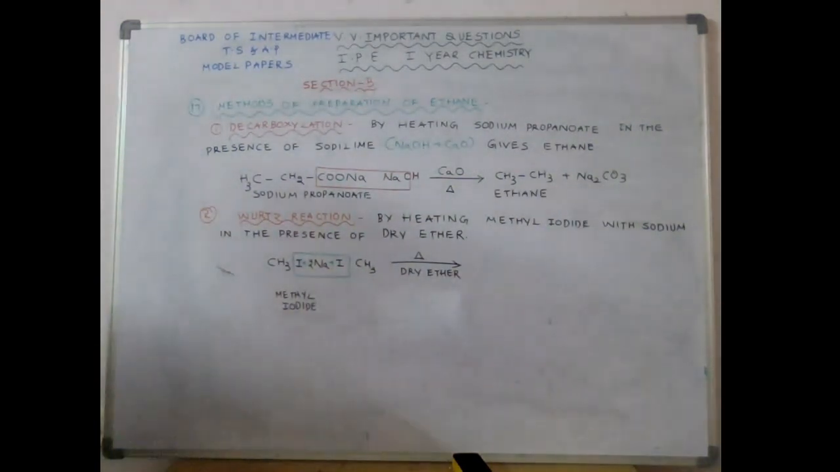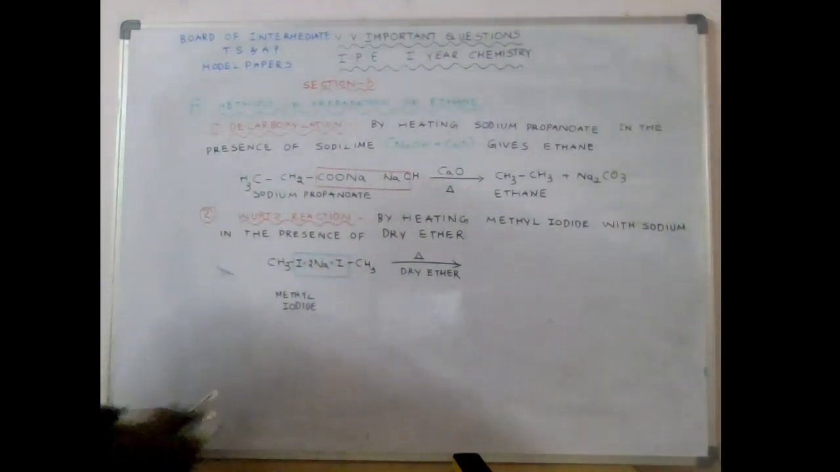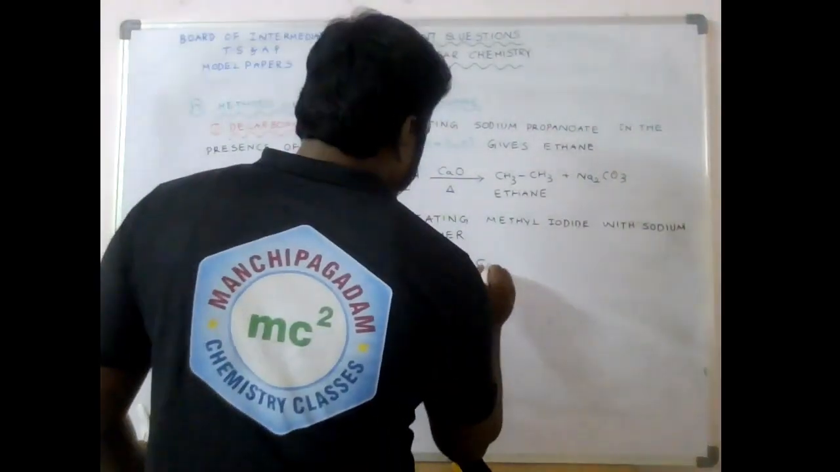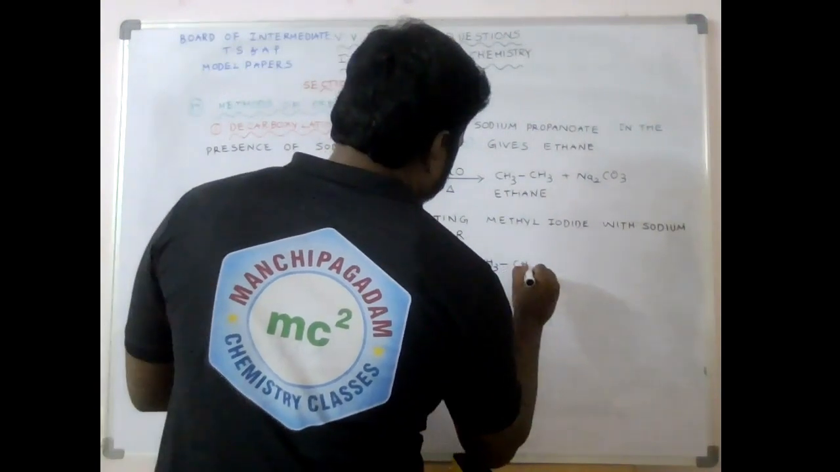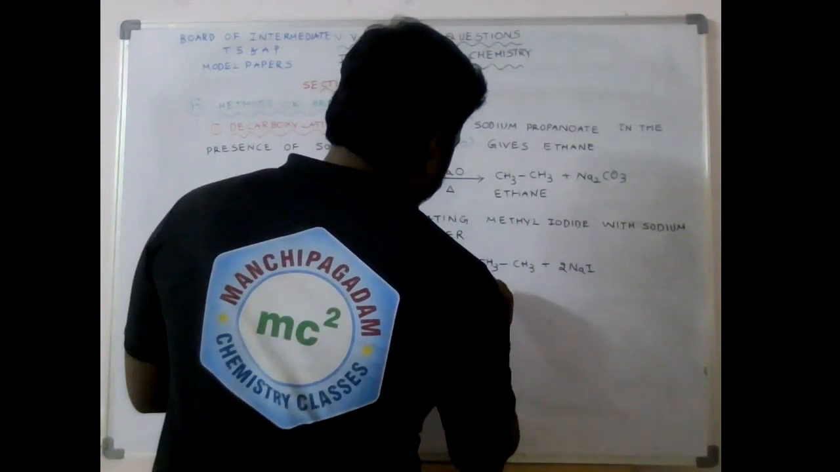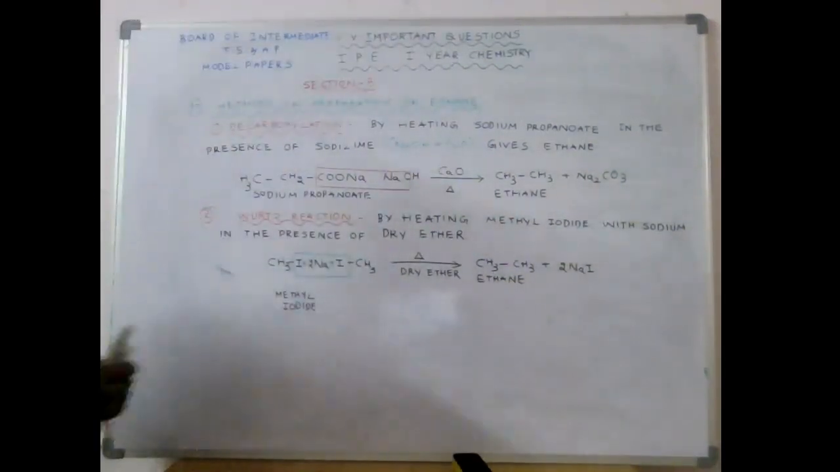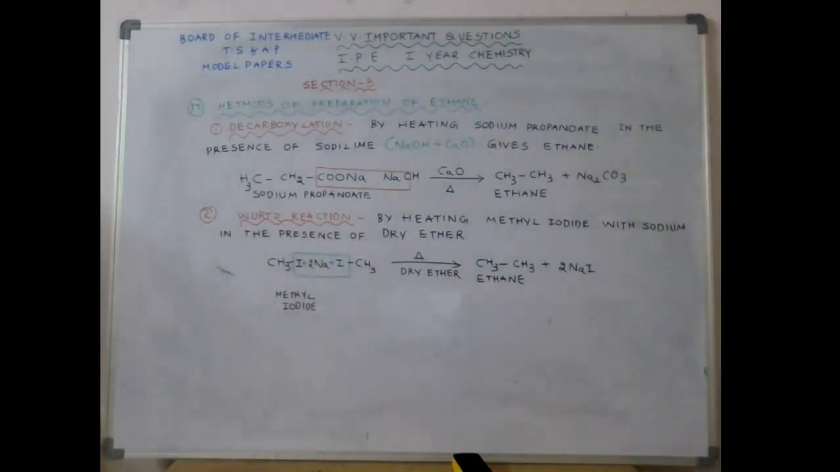Of course, here bonds are there. CH3I. The remaining part is CH3, CH3, which is required. The remaining is 2NaI. What is this? Ethane. We got ethane. Finished. So these are the 2 methods of preparation of ethane. One is decarboxylation, another one is Wood's reaction. Very, very simple reactions. If you practice, you will get them easily.